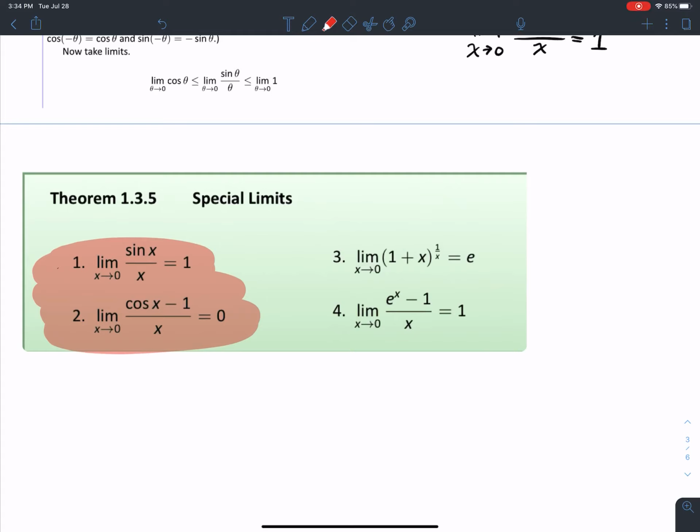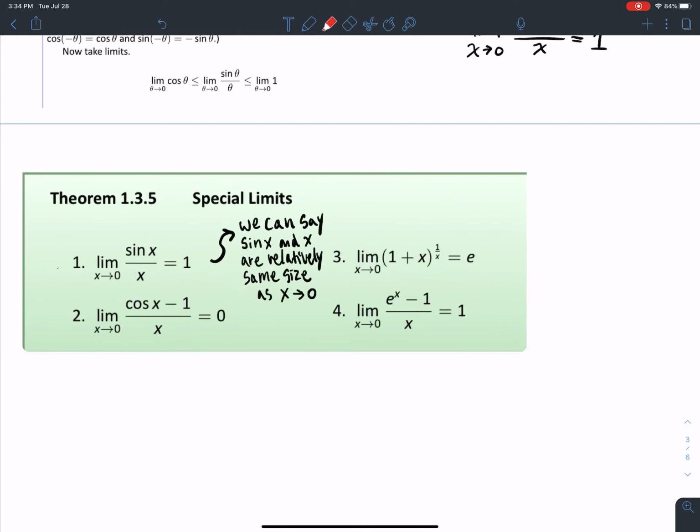We proved this first one here. I'm not asking you to prove the other ones. So you just need to know what they equal. Okay? So what do we know about the first one? Well, since this sine x over x, I'm dividing two functions and it equals 1 in the limit as x goes to 0, what can you say? You can say that sine x and x are relatively the same size as x approaches 0, because the ratio is equal to 1.